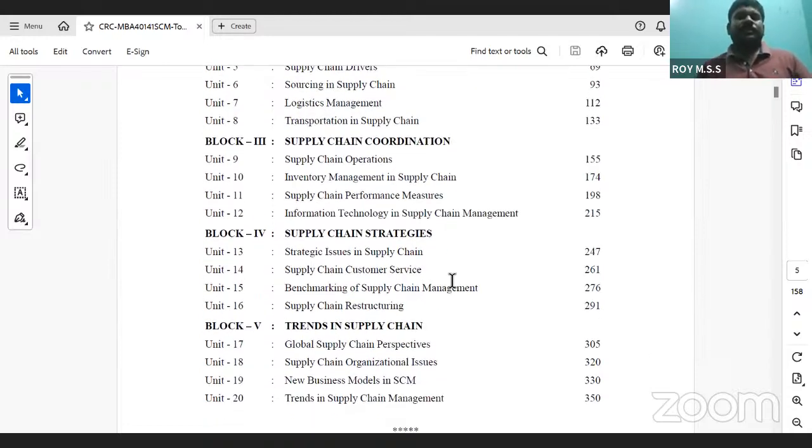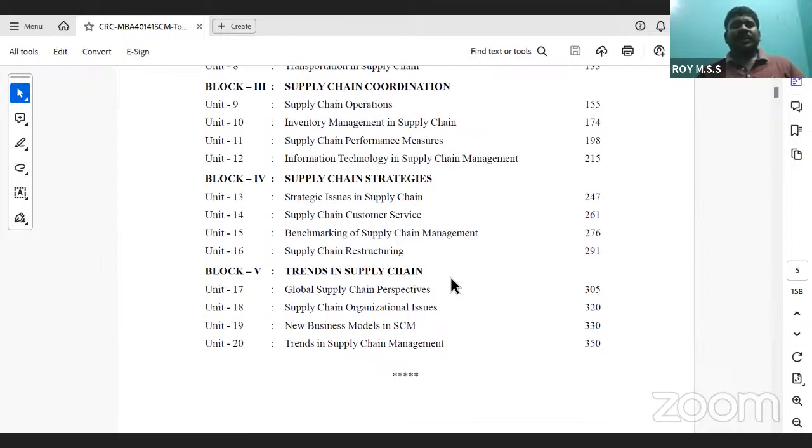The other important aspect here is supply chain strategies. In that, strategies, issues in supply chain, customer service, benchmarking, restructuring. All the strategy-related aspects will be covered in block 4. And the fifth block talks about the trends. What are the latest aspects people are using these days from the global supply chain perspective? What are the organizational issues? What kind of new business models can we use? And what are the new trends in supply chain management that we are going to see here?